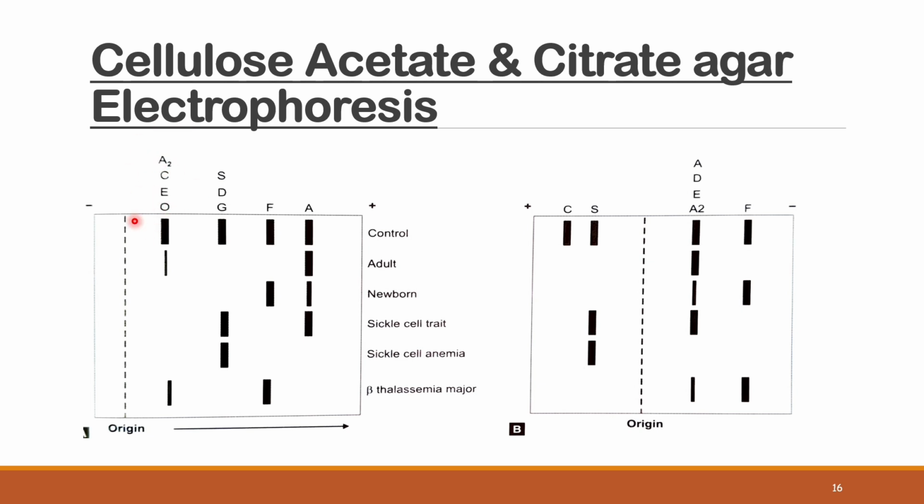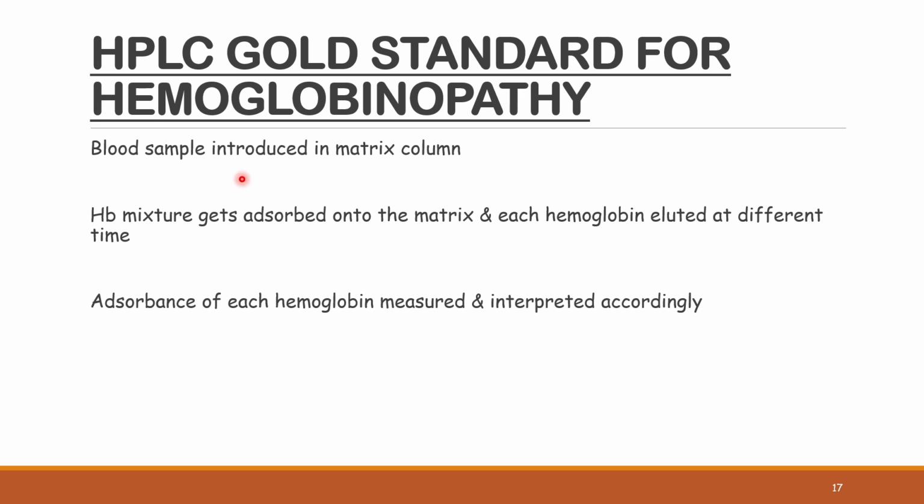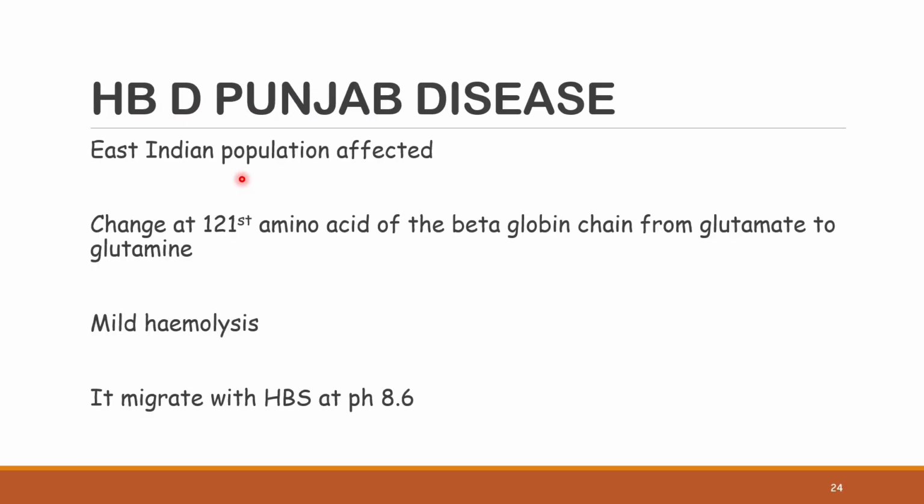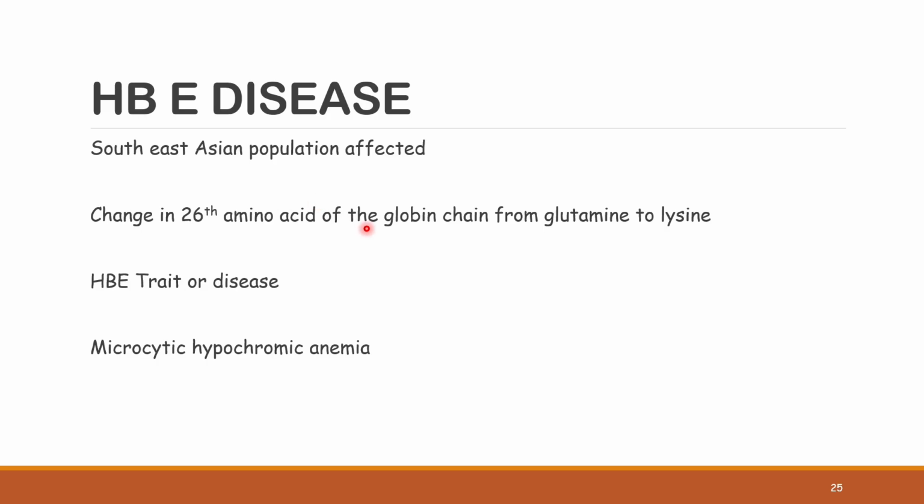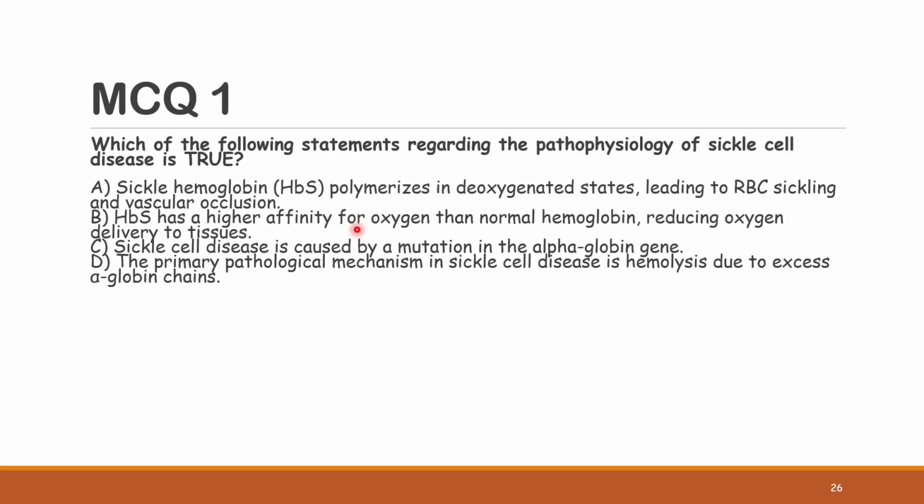So obviously it can't be distinguished by cellulose acetate electrophoresis, so we need to do citrate agar electrophoresis, where it will migrate with other hemoglobins, not with C and O, right? But the gold standard is HPLC again. So for all hemoglobinopathies, the gold standard investigation is high performance liquid chromatography. So that's all about the sickle cell hemoglobinopathy.